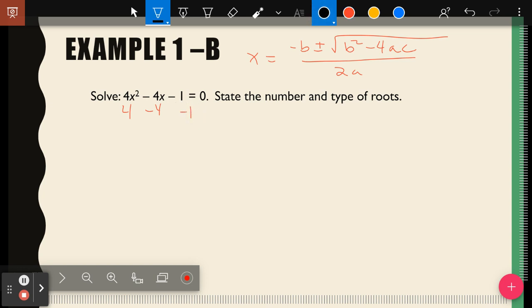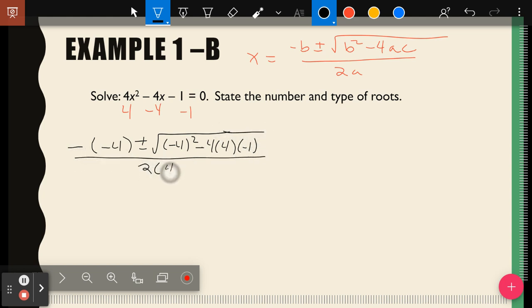And so I'm going to plug those in. -(-4) plus minus square root, -4 squared minus 4 times 4 times -1, all over 2a, which is 8. And so that just makes positive 4 plus minus square root of 16 plus 16, over 8, which is 4 plus minus root 32 over 8.